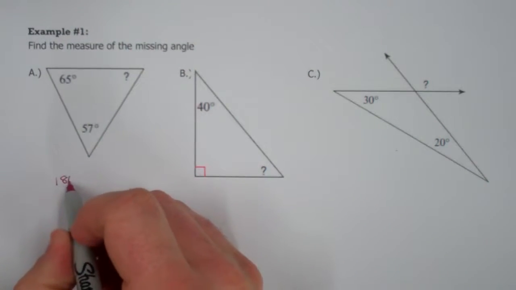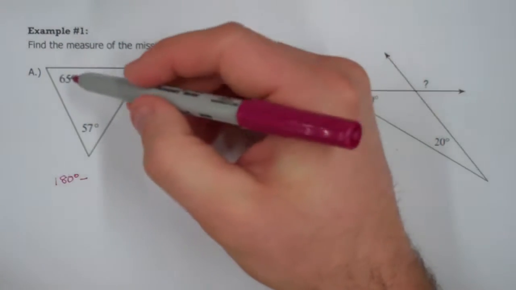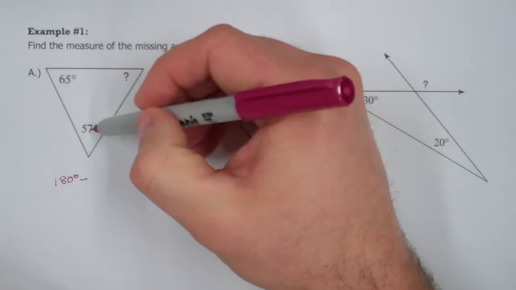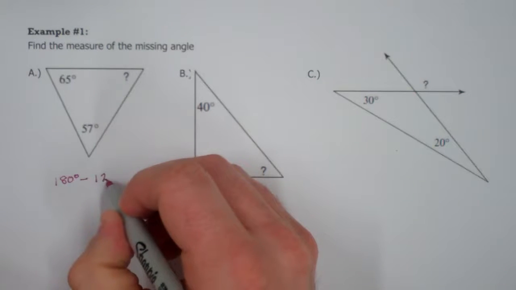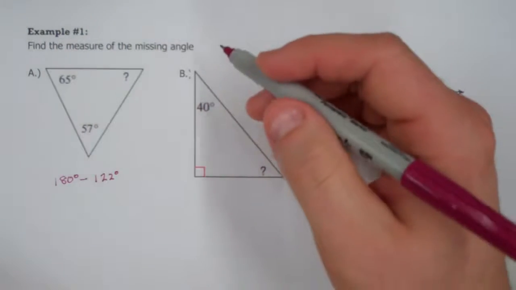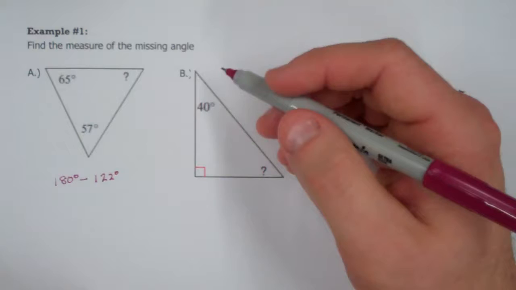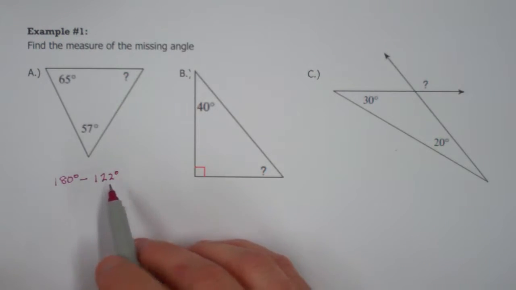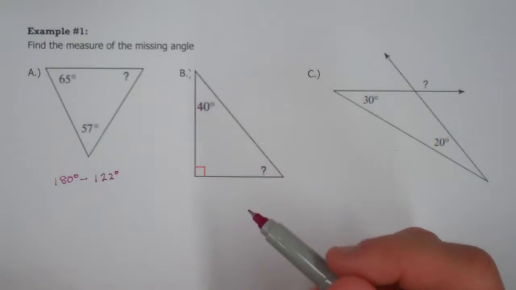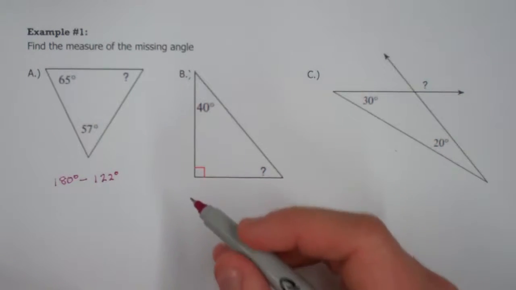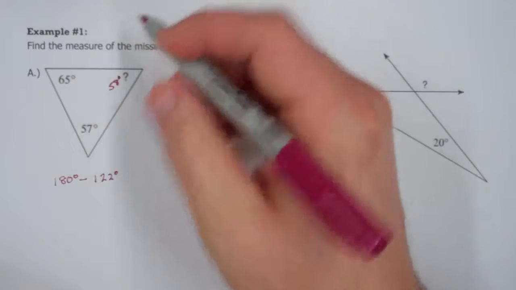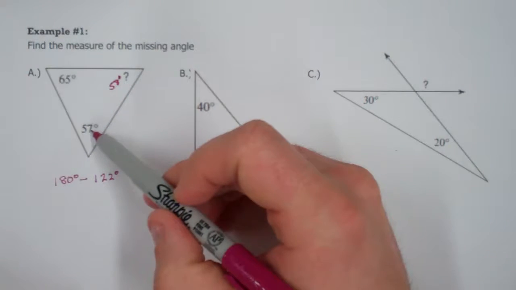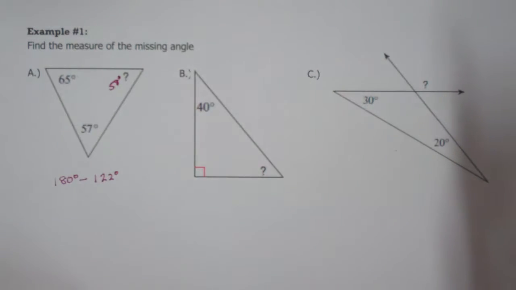So we'll have 180 degrees minus 65 and 57, which should be, I believe, 122. So if that's true, then all we need to do is subtract 122 from 180, and that would give us 58 degrees. You could double check your work. You could add these up. 58 and 57 is 115, and 115 plus 65 is 180.